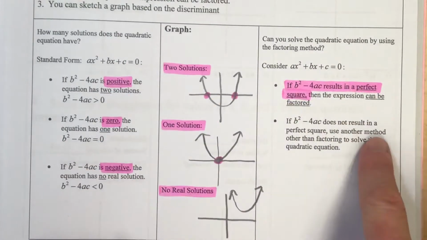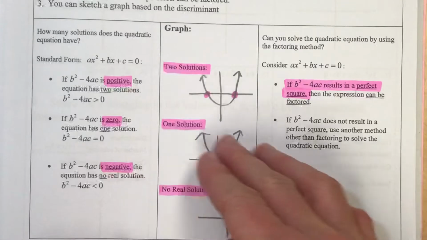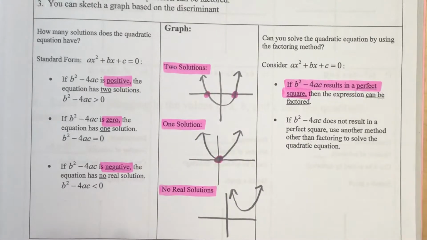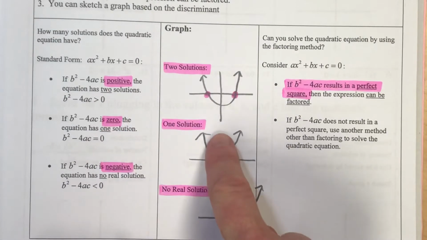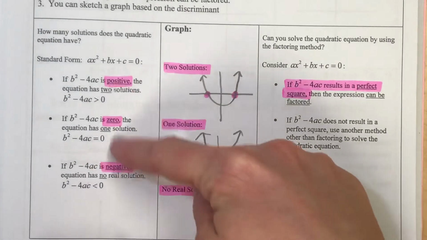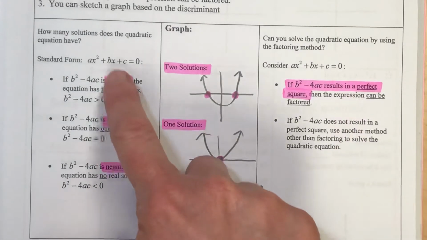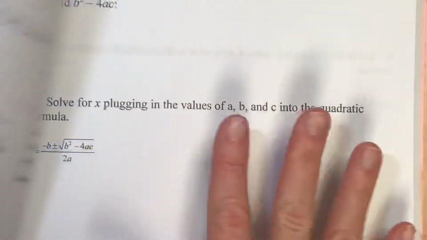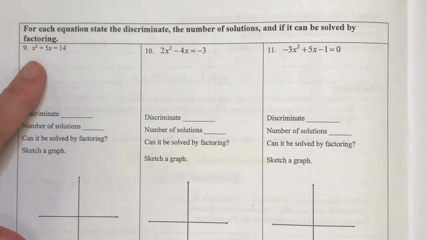If you don't have this highlighted or written down in your notebook, this would be a good cheat sheet to have off to the side. So a positive discriminant, 2 solutions; 0 is 1 solution; a negative discriminant, no real solutions. And if we get a positive perfect square, then we could have factored. So I'm going to go through 6 examples here, and we'll start with this one.